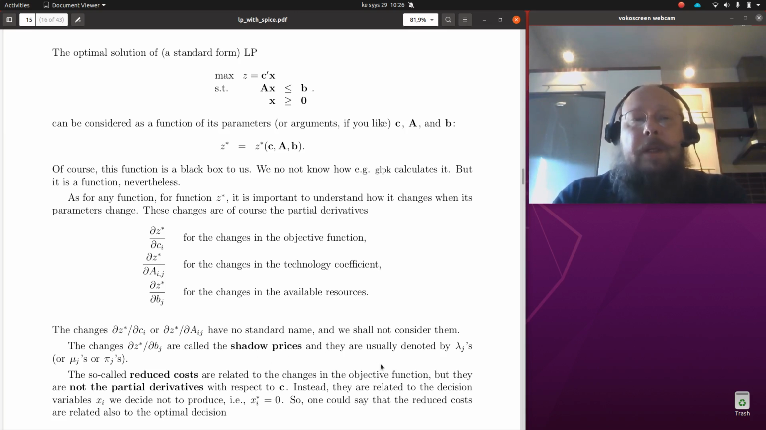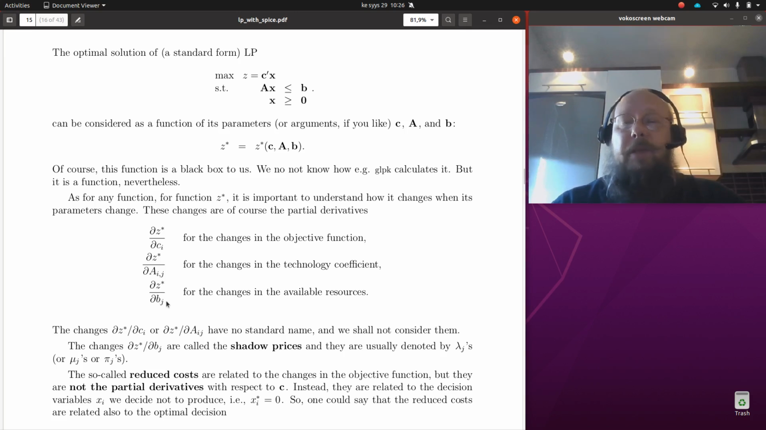And these shadow prices are usually denoted by lambdas or mus or pis. In my previous notes, if I remember correctly, I denoted them by pis. Now I've decided in these notes to denote them by lambdas. So lambda_j is the partial derivative of the optimal solution with respect to the resource b_j. And we will soon have a section where we consider them more closely.